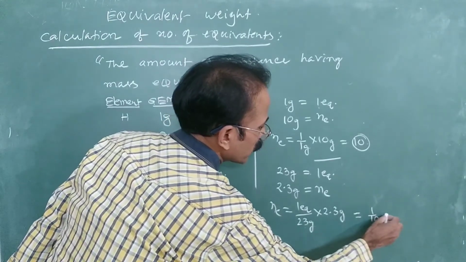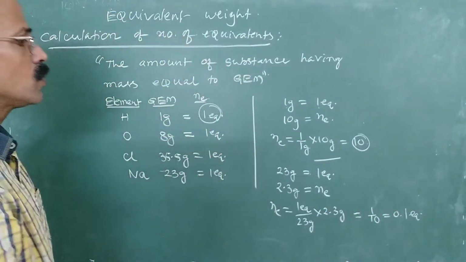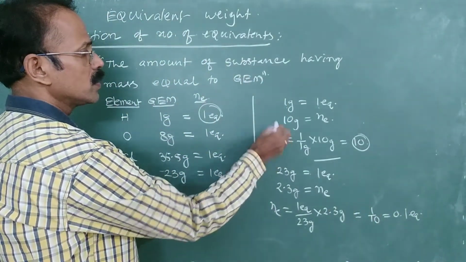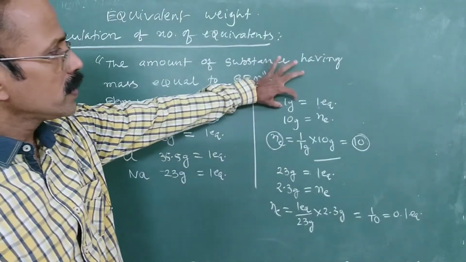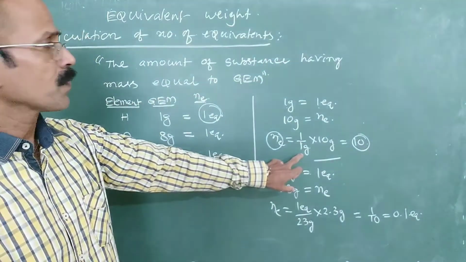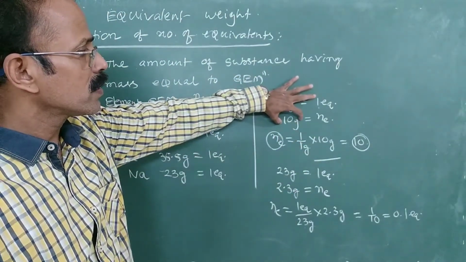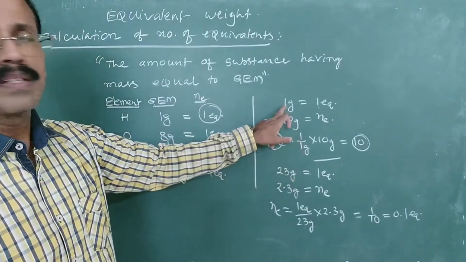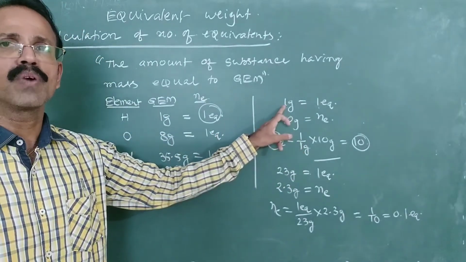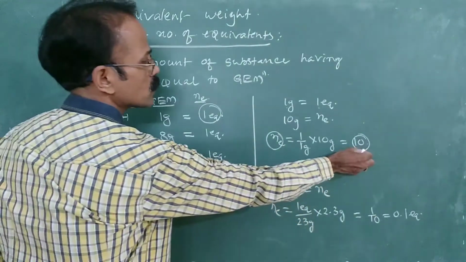Okay, 1 by 10 equivalents or 0.1 equivalents. So number of equivalents is equal to given mass divided by gram equivalent mass. Number of equivalents is equal to 10 grams given here. We are dividing that with equivalent mass of hydrogen, that is 1 gram, right? The gram equivalent mass of hydrogen is 1 gram. Okay, it gives 10 equivalents.